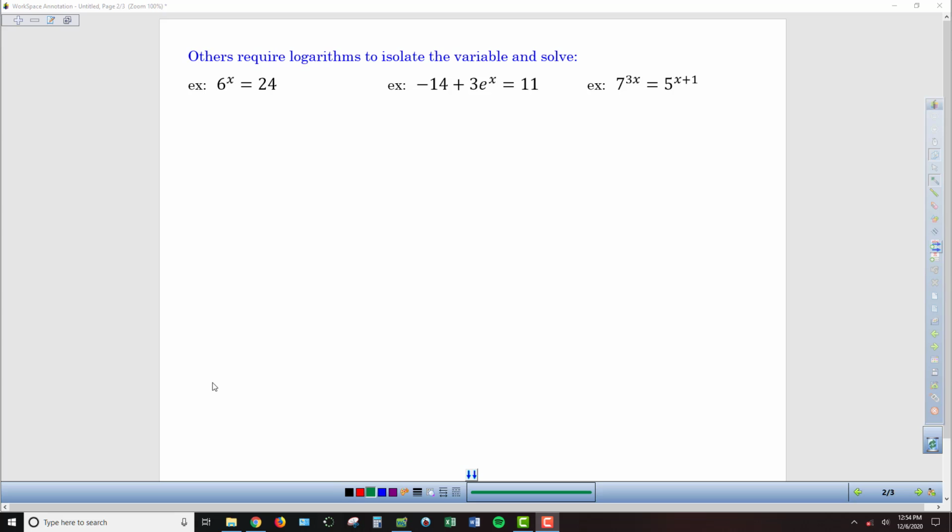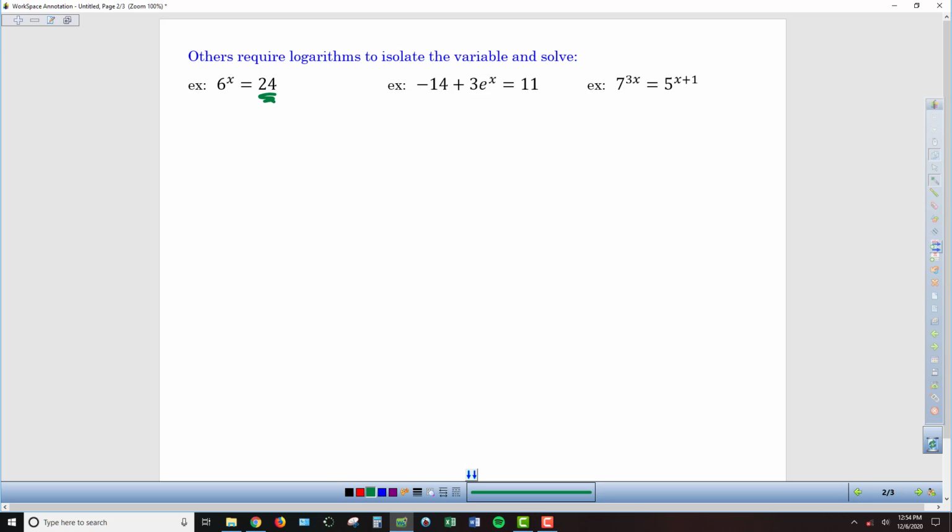Now we're not always able to make it so that both sides of the equation will have the same base. So for example, 6 to the x equals 24. It's tempting to think that there's some way to make 24 into a power of 6 because it's divisible by 6, but indeed we can't do it.